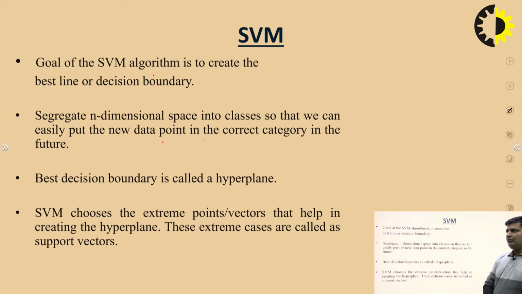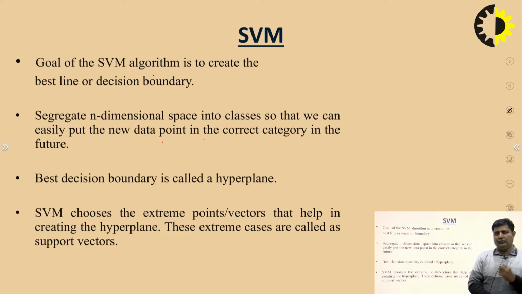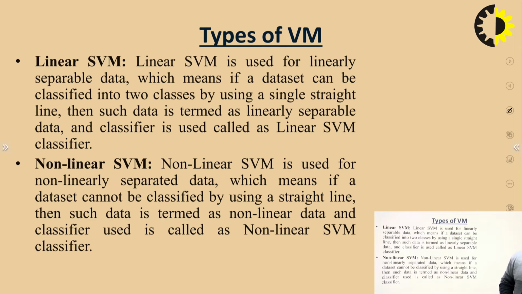The main objective is to design the best fit line for the problem. SVM uses data points that we call support vectors. With the help of these support vectors, we create the hyperplane, the decision line, for the SVM model.